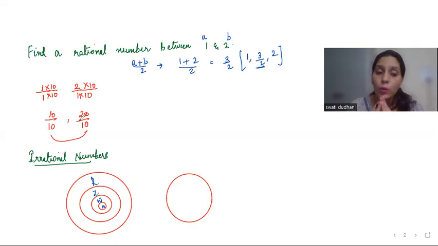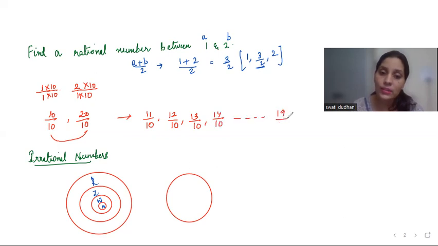Now, how do I find out the rational numbers between them? Once you make the denominators same, you only need to focus on your numerators. So my numerators are 10 and 20. All the numbers between 10 and 20 fall under this. So I can write 11 by 10, 12 by 10, 13 by 10, 14 by 10, and so on up till 19 by 10. All these rational numbers fall between these two numbers.